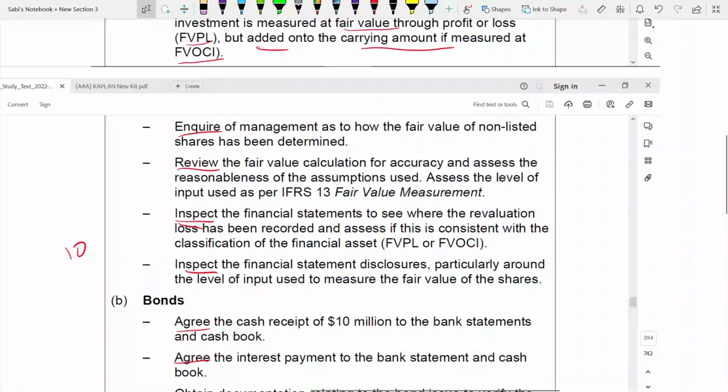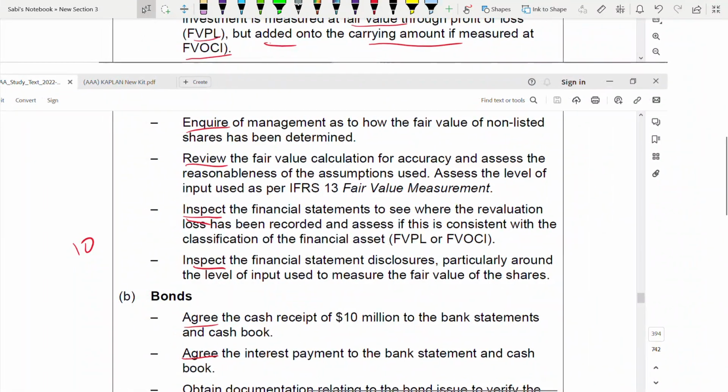Different purpose, but now again you are inquiring the manager as to how the fair value of non-listed shares has been determined. Remember, these shares are non-listed. If shares are listed, there is no doubt. It's very easy to get the fair value because they are published. But if it's not listed, then the question comes, how did the manager determine the fair value? This you have to ask the manager. Ask means inquire. I always use ask for inquire.